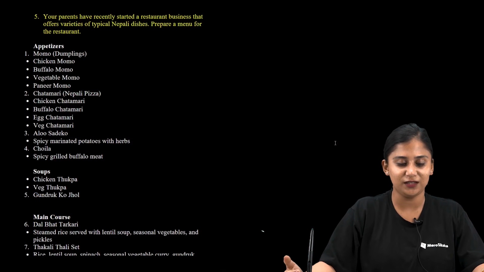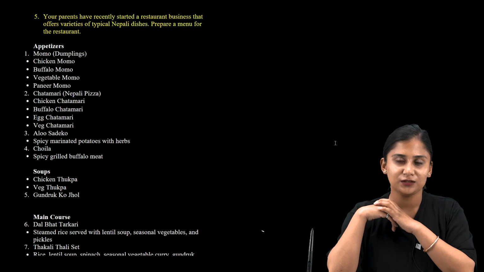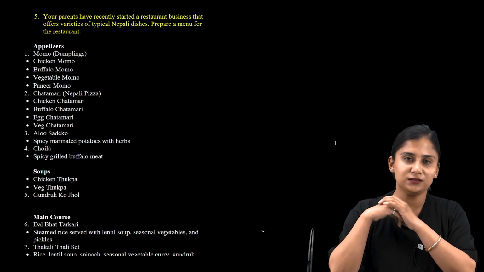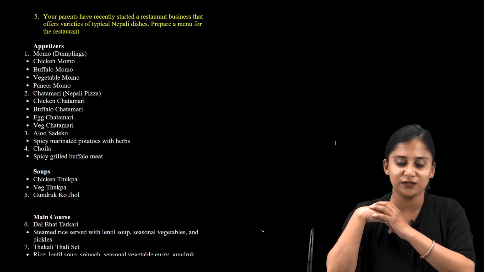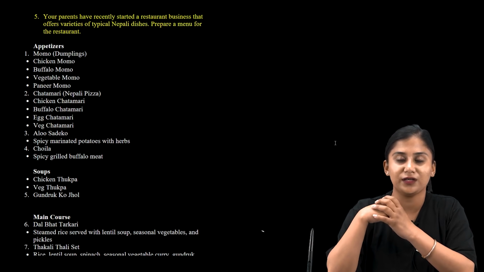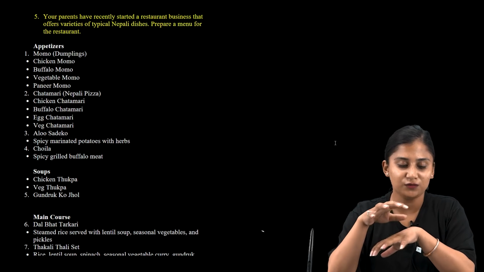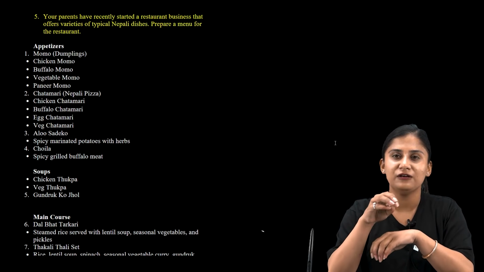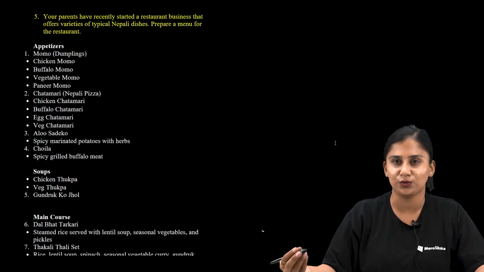So in this writing section, we'll be discussing guided writing. You'll be provided a question, and the question reads somehow like, your parents have recently started a restaurant business that offers varieties of typical Nepali dishes, and you are asked to prepare a menu for the restaurant. These sorts of questions usually appear in question number 5. Based on the question, you are supposed to do your assignment.